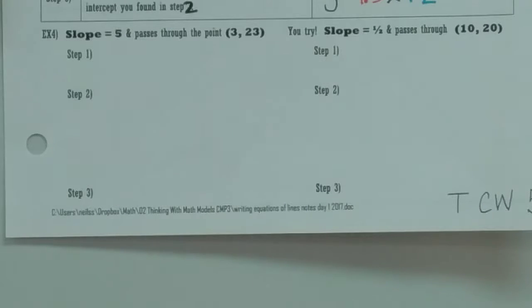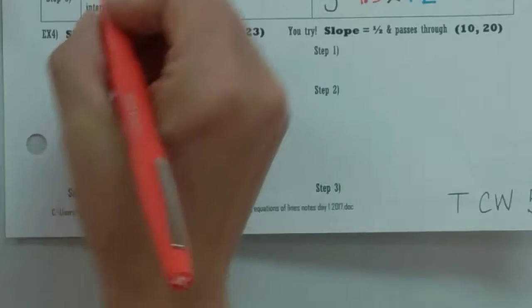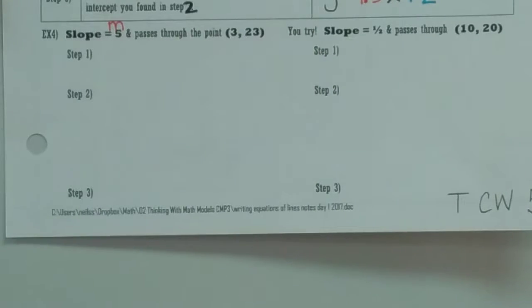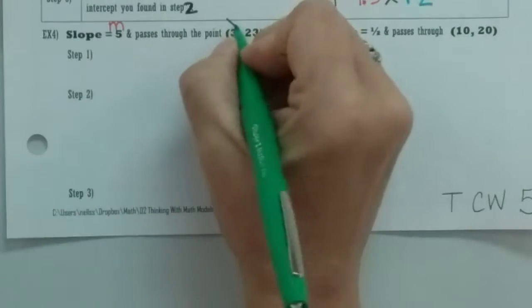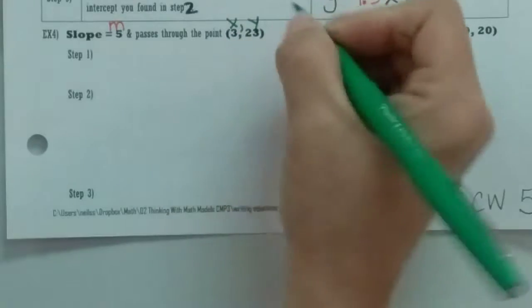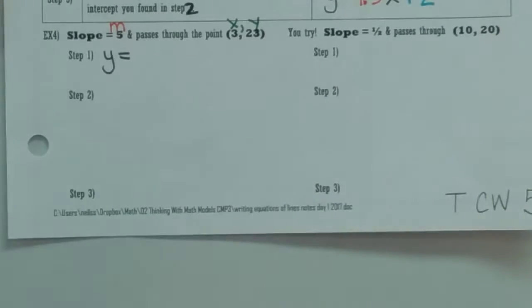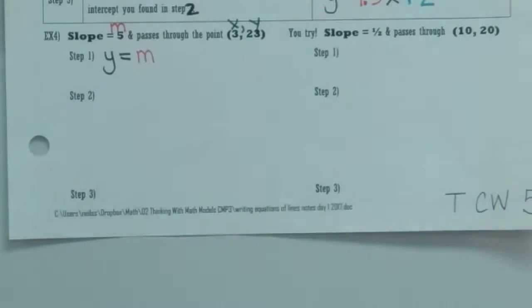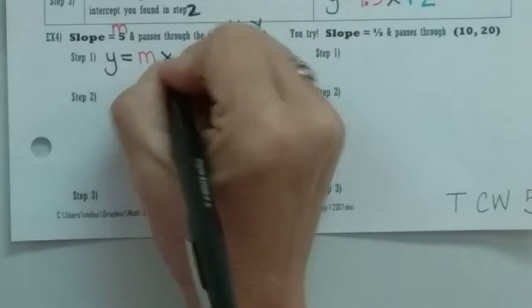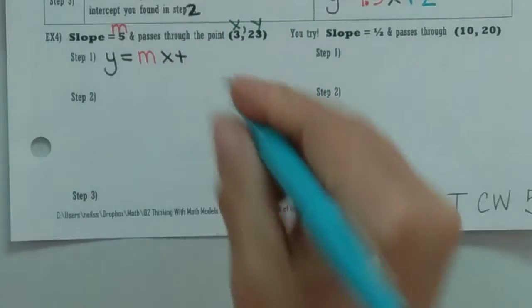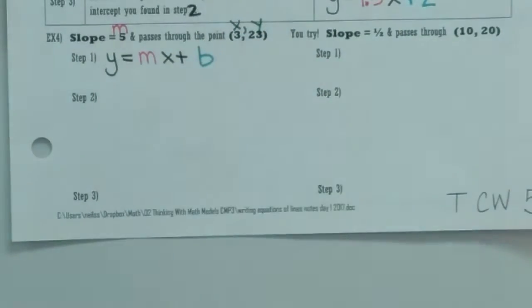Example 4 has a slope of 5 and passes through the point 3, 23. So let's label what we know. We know that slope of 5 is going to be our m. And we know the point 3, 23 is going to be our x, y. So if we go ahead and write y equals mx plus b, we can fill in what we know, okay?